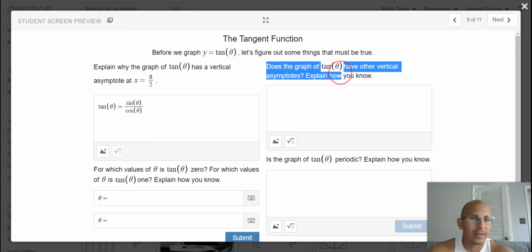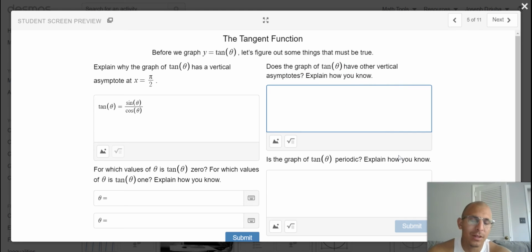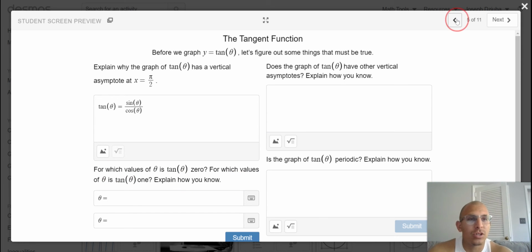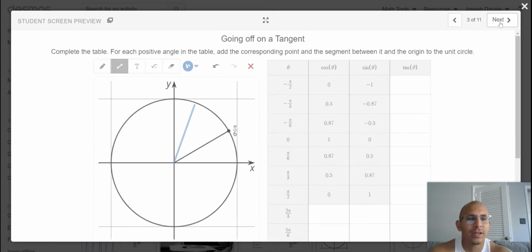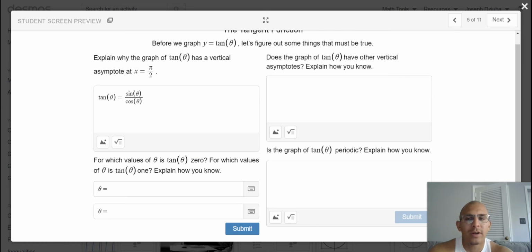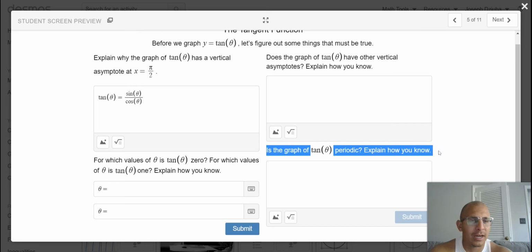Identify any other vertical asymptotes and try to work on an interval of 0 to 2 pi here. You can obviously go on infinitely because trigonometric functions are periodic, but if we can identify them between 0 and 2 pi, we know that we can just add 2 pi to each of those angles of rotation and wind up with more multiples. We're just identifying, so you can use this table here on slide 3. But where is tangent of theta 0? Where is tangent of theta 1? And then ultimately, is the graph periodic?